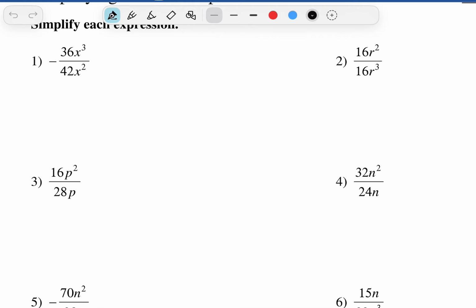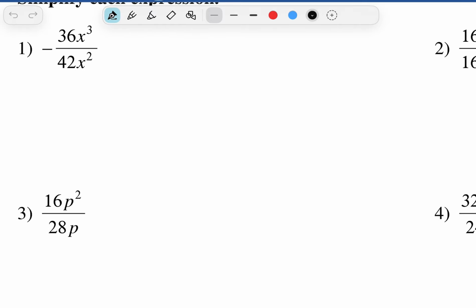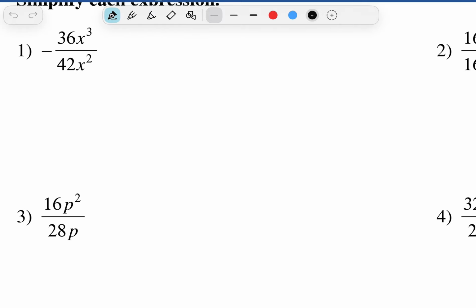So for this problem that we're starting with here, we have our numbers, negative 36 and 42. And I'll make that a little prettier. Negative 36 and 42, but we also have our variables. So we're going to sort of keep them like separate thoughts in our mind.